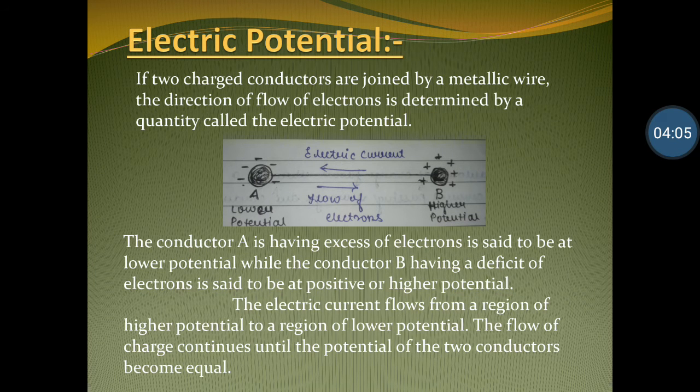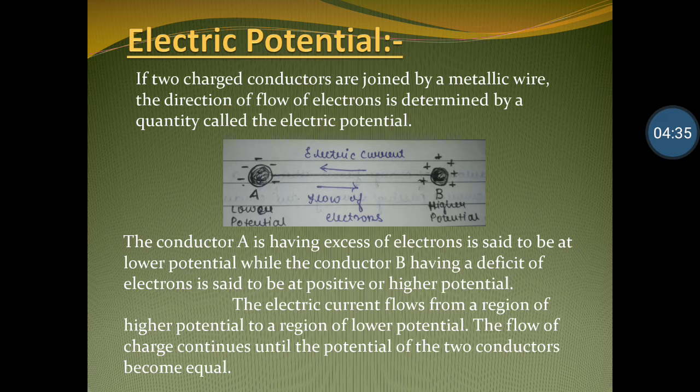Electric potential. If two charged conductors are joined by a metallic wire, that is a copper wire, the direction of flow of electrons is determined by a quantity called the electric potential. In this figure, there are two charged bodies. One is body A, another is body B. A has excess of negative charge, B has excess of positive charge.